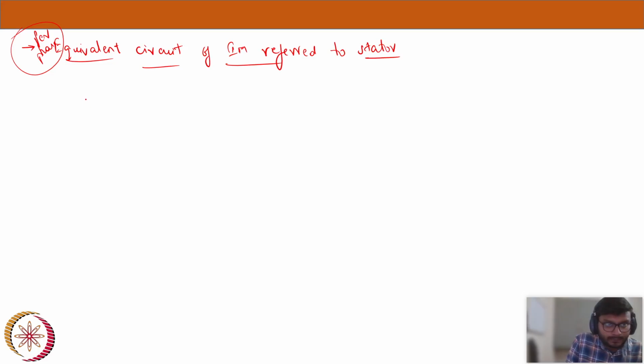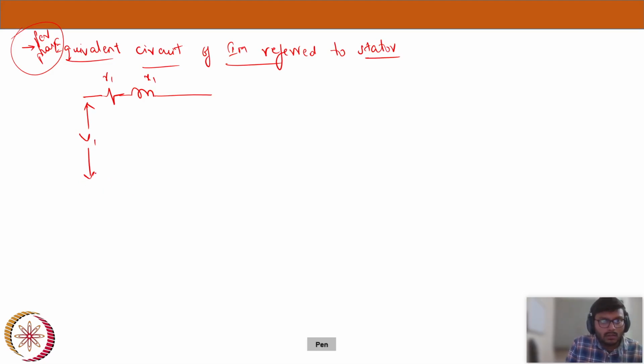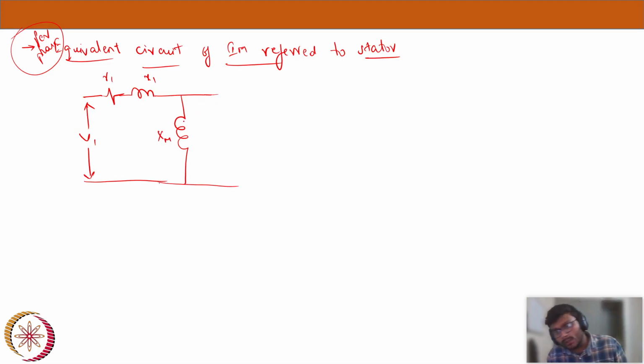So this is the input side, and there will be stator resistance that we call R1, and stator reactance X1, and it is R1 and X1 as we know. So here we are giving supply, let's say V, or V1, and here we will have the magnetizing branch. You all know this is XM.